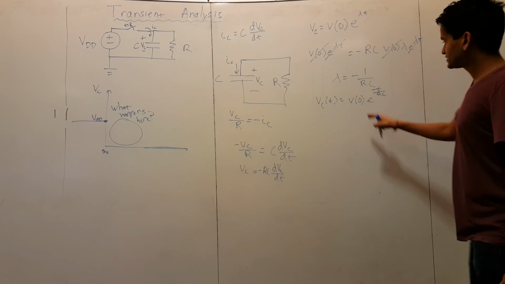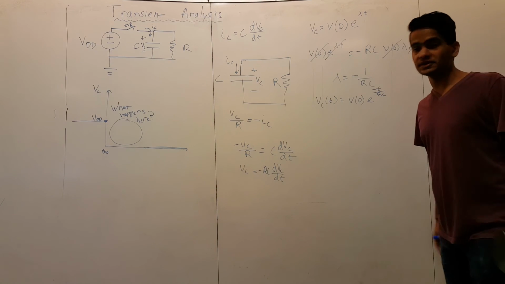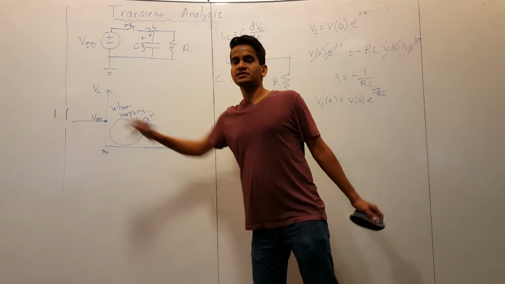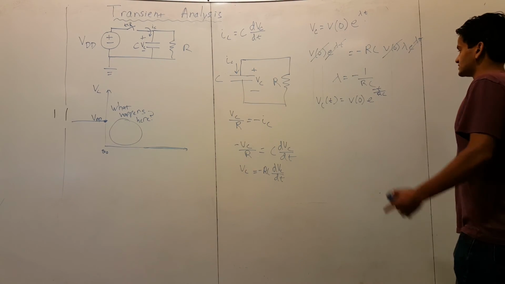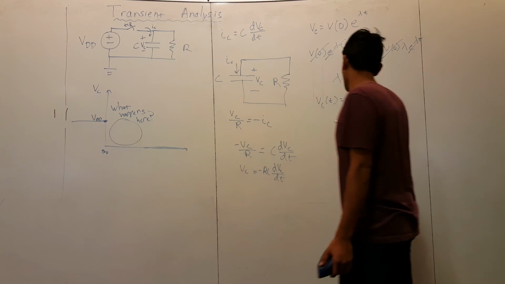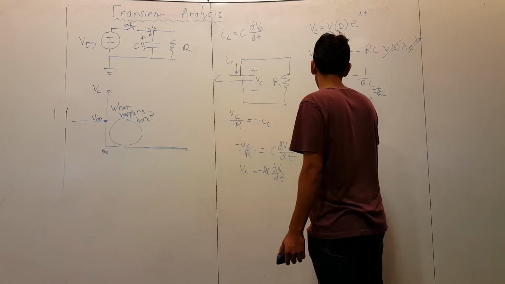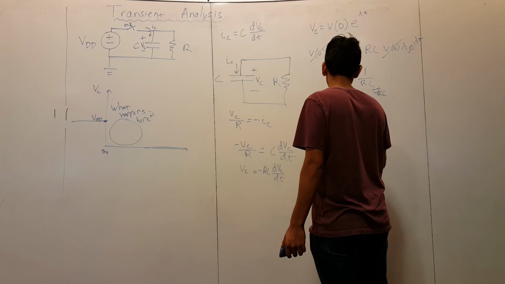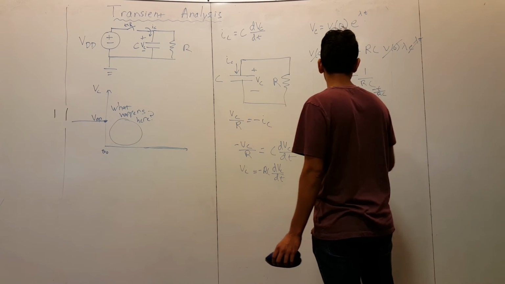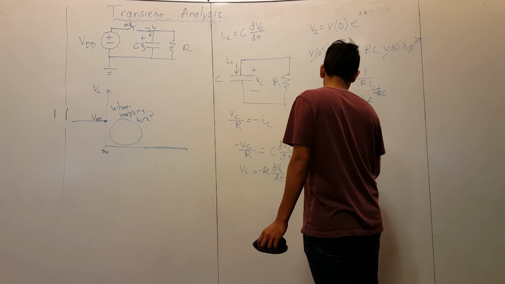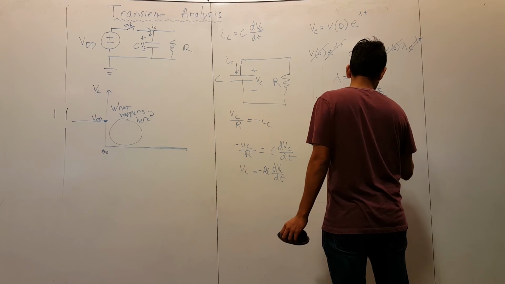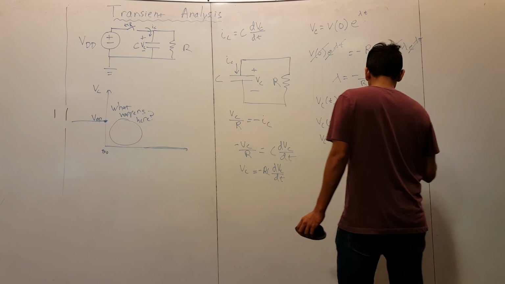Now, what is this V of 0? This is the initial condition that we were talking about before. Why did I talk about this at all? Because our equation isn't fully defined without this initial condition. We know that VC of 0 equals VDD from our analysis before. Therefore, VC of t equals VDD e to the minus t over RC.